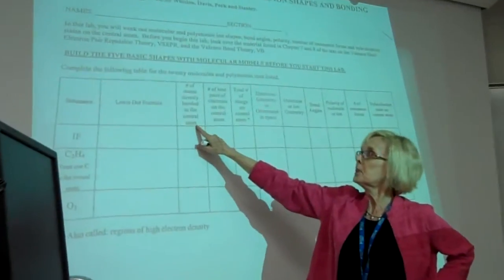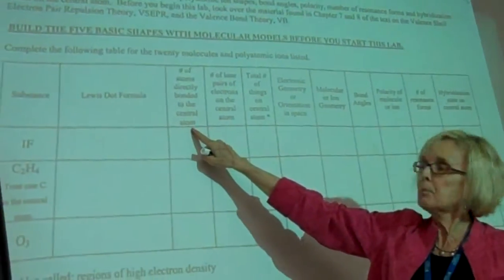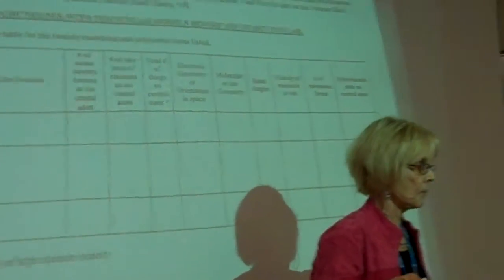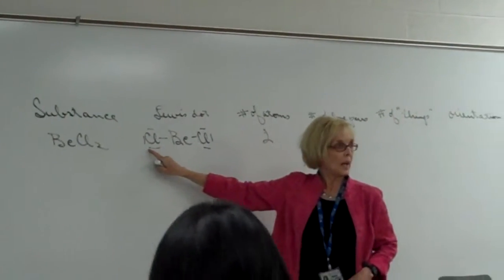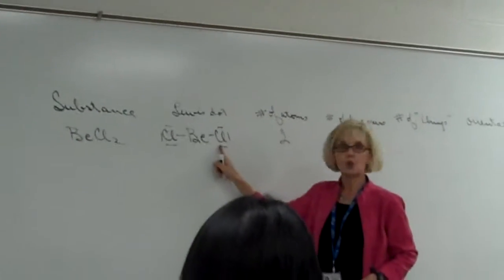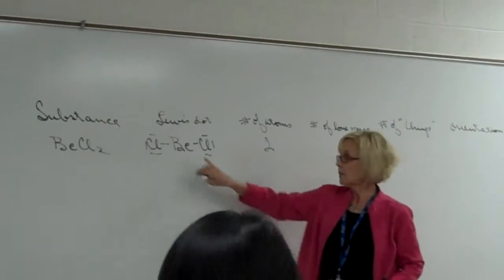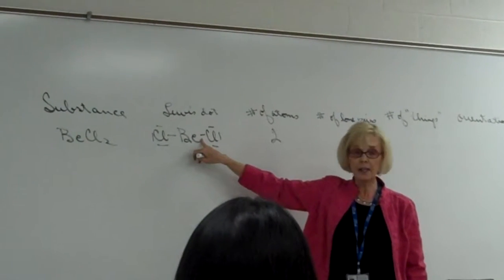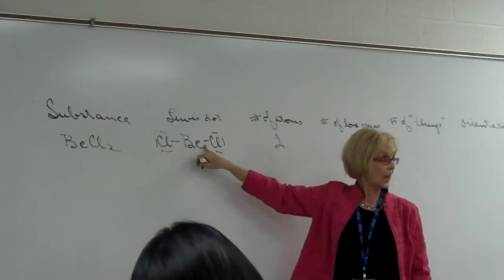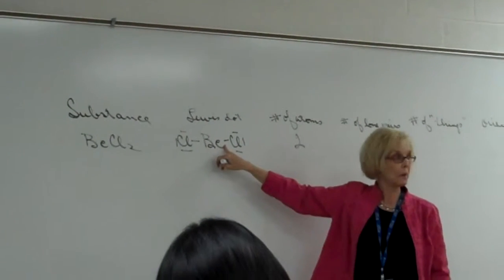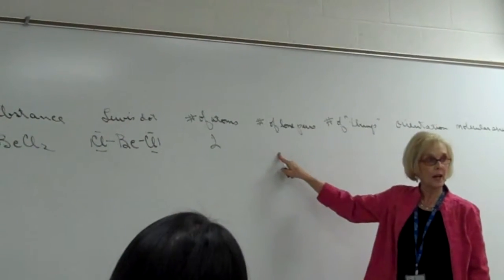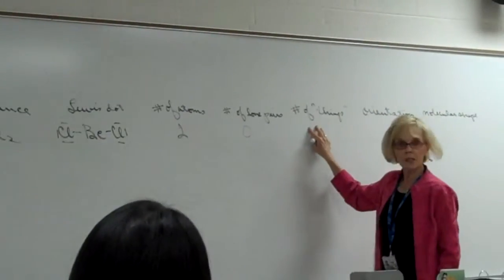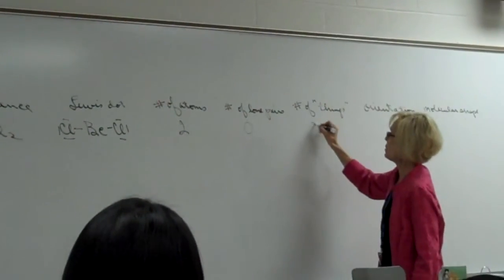It says here, number of atoms directly bonded to the central atom. Okay, so here, how many atoms? 2. How many atoms bonded to the central atom? 1, 2. And if that had been a double bond, it's not an extra count. It's how many atoms. And I don't care if it's a single, double, or triple bond. We're counting atoms. Okay, how many lone pairs on the central atom? None. Okay, this column right here is the sum of those two.